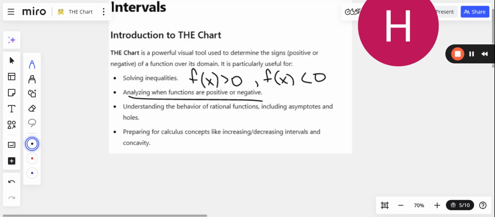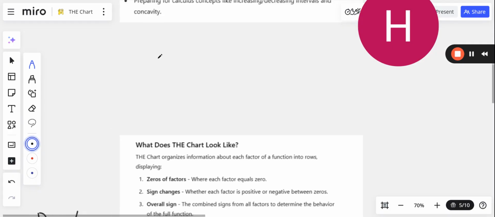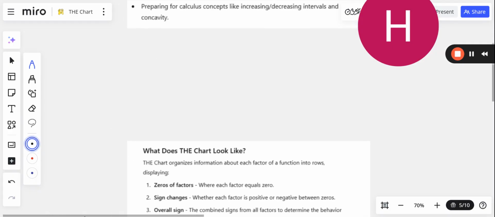Understanding the behavior of rational functions. I've talked about rational functions a bit. We're going to look at a rational function, a couple of them, actually, as an example. And then we're going to really understand how the chart works. So what does the chart look like?